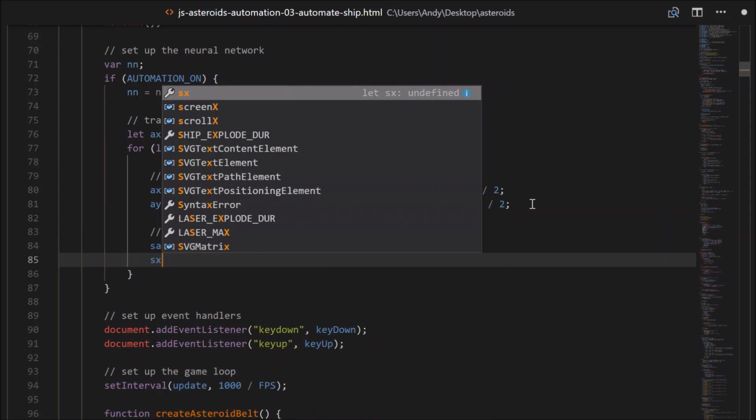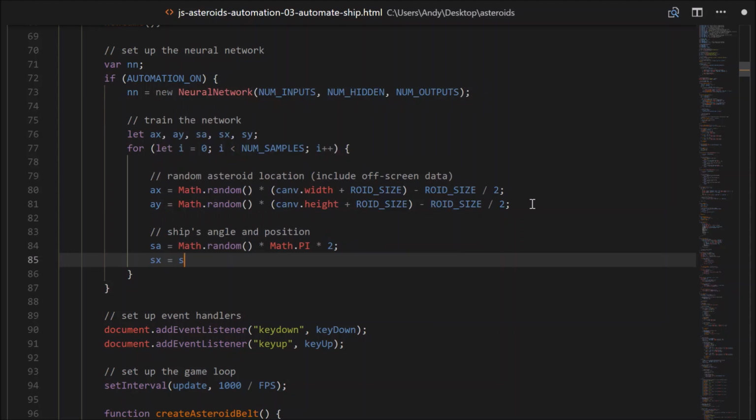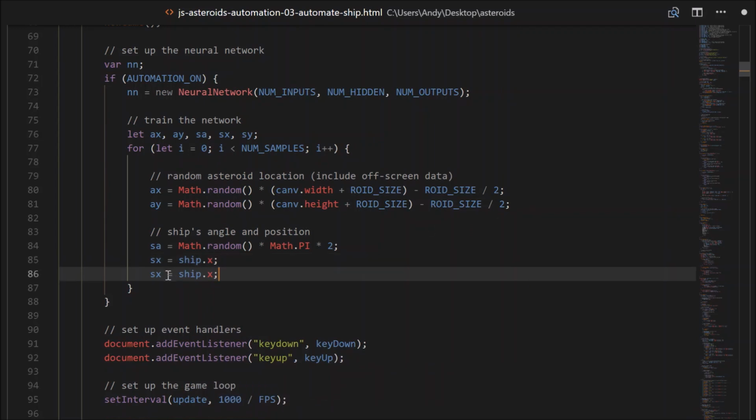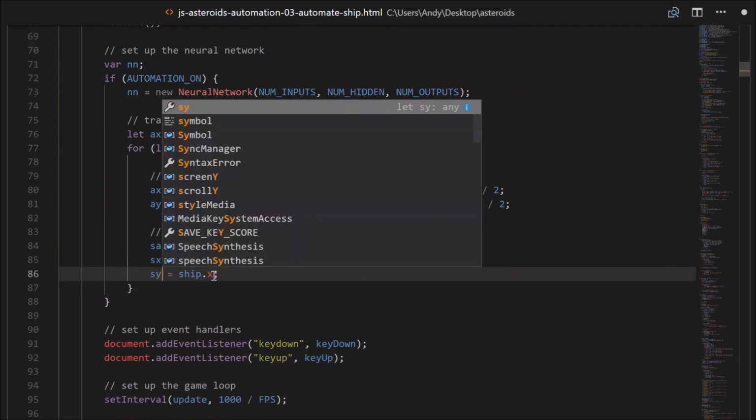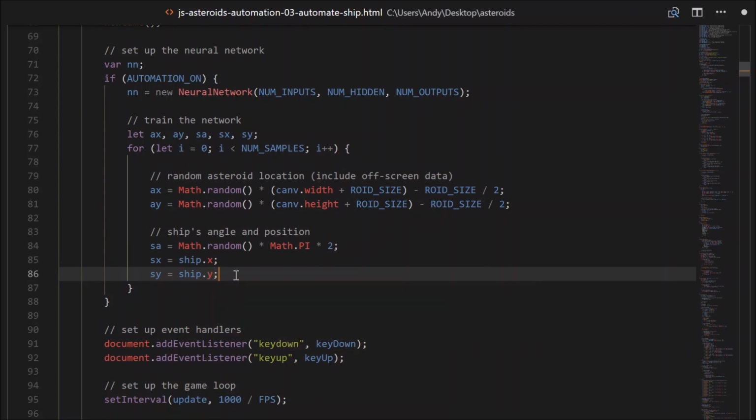Now, the X location and the Y location, I'm not planning to move the ship at all. That'll be far too complicated. And I think it's a pretty good strategy just to sit in the middle, turn to the nearest asteroid and shoot. So we'll keep it fixed. So SX will just equal the ship's starting X, and SY will just equal the ship's starting Y.